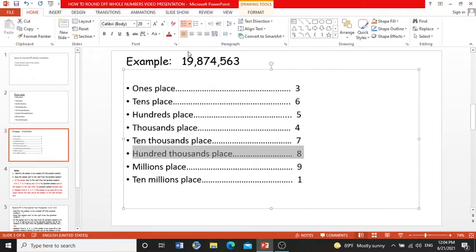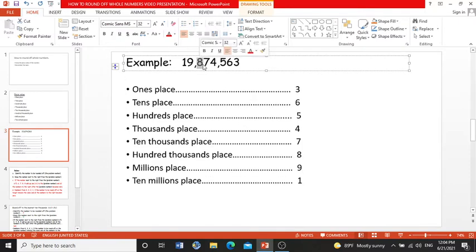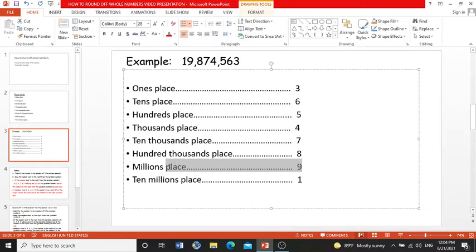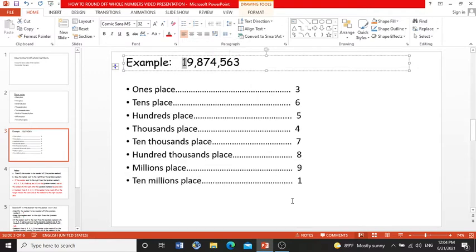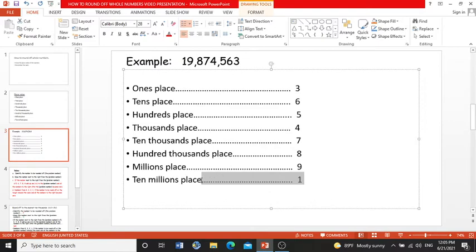And then, that one, this number 8. And the number 9 is in the millions place. Okay? And the last number here, number 1, is in the 10 millions place. So that is actually the explanation here, to know the place value of a certain number. Why? Because knowing this place value will be your problem later on.